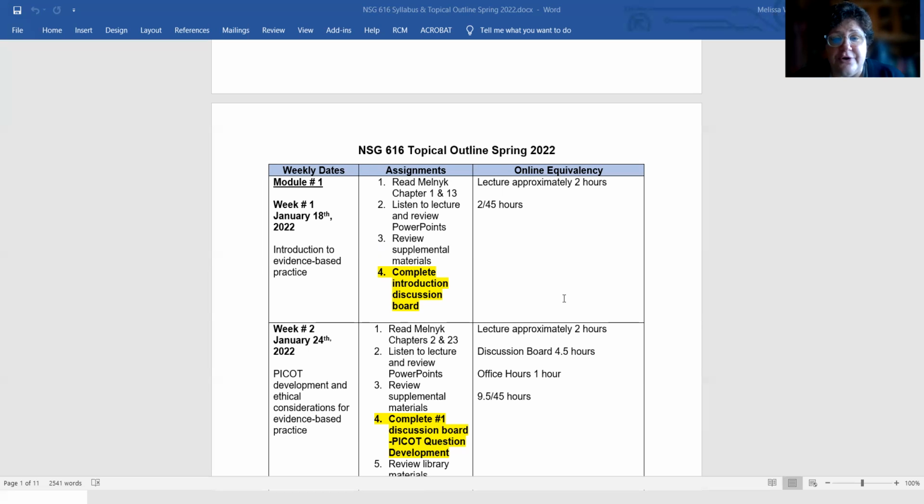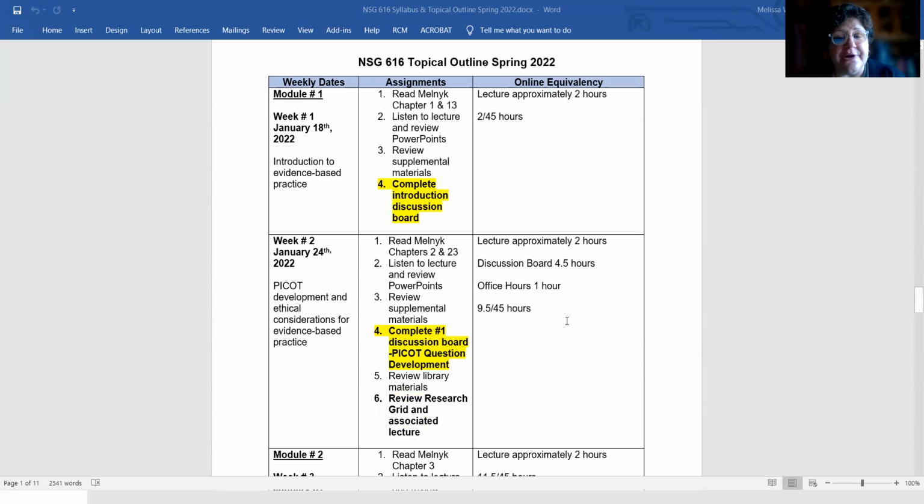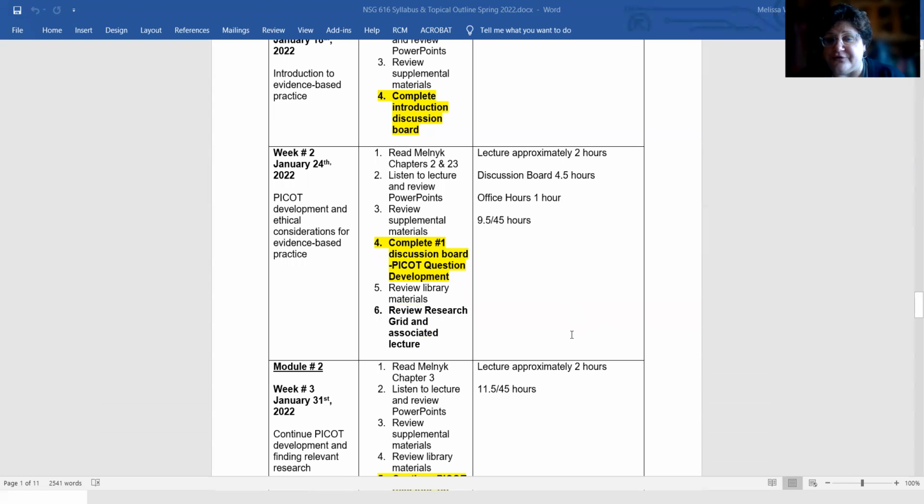Then the thing to know about week 2 is that we'll start developing your questions. So start to think about what is something that you've seen in your clinical practice. And remember, the questions need to be focused on primary care because we're going to be primary care nurse practitioners. So think about your clinical or something you've seen in your doctor's office, and we want to go to the evidence to find out how we're going to solve that problem.